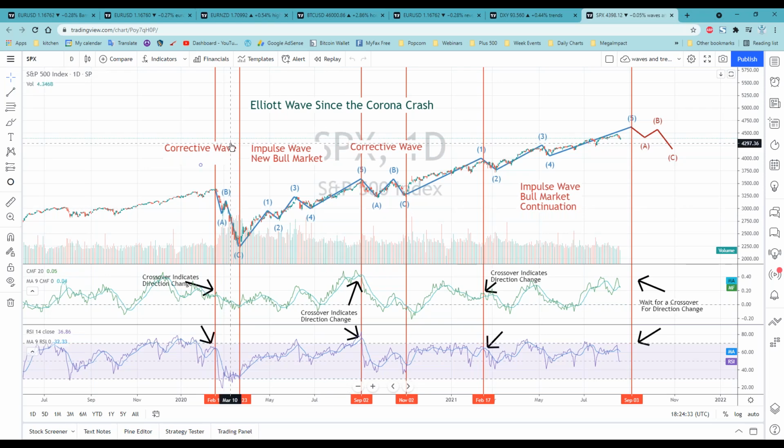So here you can see we have the corrective wave with the A, the B, and the C. And then we go into the impulse wave with the 1, the 2, the 3, the 4, the 5, and then back into a corrective wave. Okay. People swear by them. Traders swear by them. I'm not making a derogatory comment. I just don't use them. Not for any other reason. We all can't use everything.